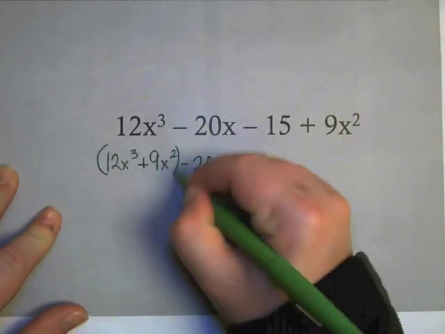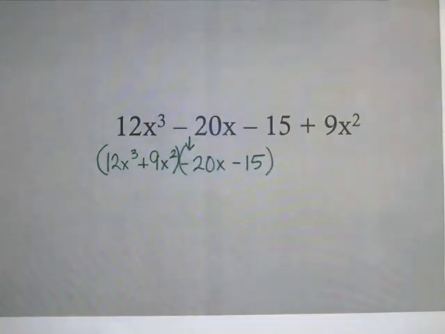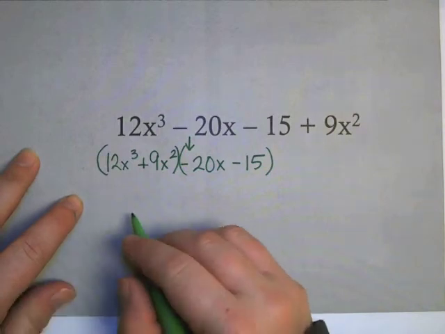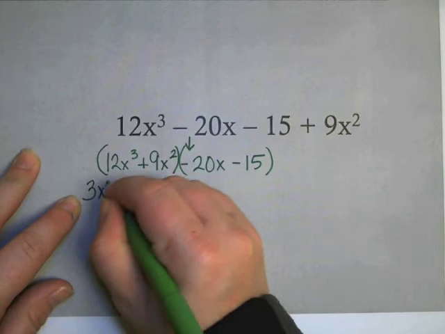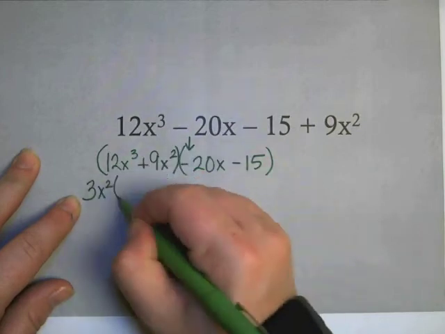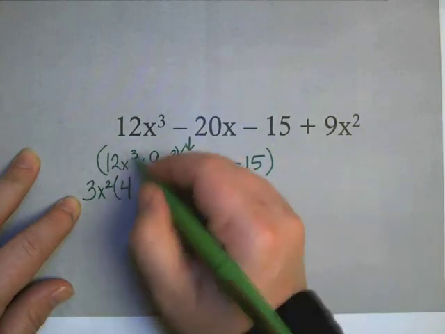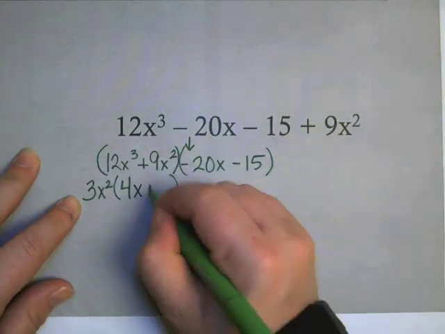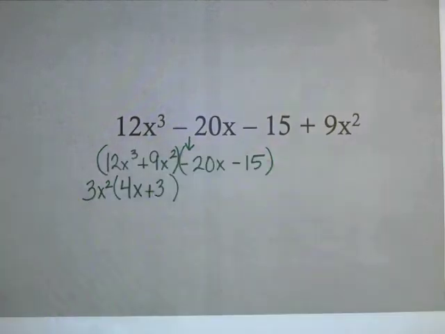Now I'm going to group those. Group the first two and the last two. Again, don't forget that sign goes with it. All right, let's see what they have in common. Well, 12 and 9. What'll go into both 12 and 9? 3. And then we've got x squared, because that's the smallest of the two. 12 divided by 3 is 4. X to the third divided by x squared is x to the first. Plus 9 divided by 3 is 3. And we've already got that x squared taken care of.